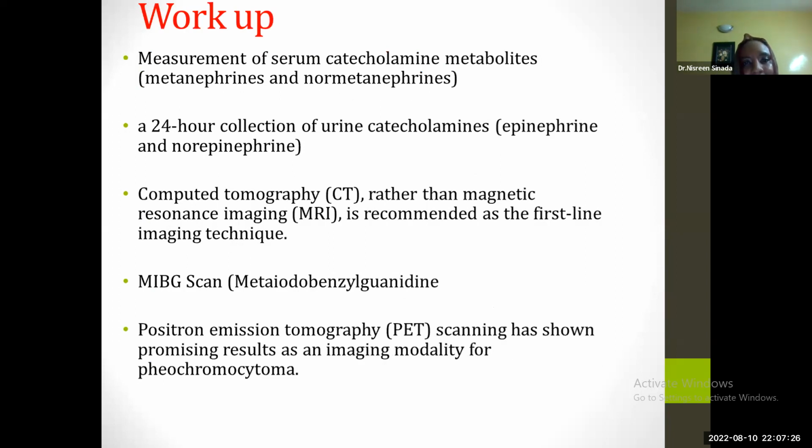Workup: we need to work up the patient as our provisional diagnosis is pheochromocytoma. We need to measure serum catecholamines and metabolites like metanephrine and normetanephrine, and 24-hour urine collection of catecholamines, epinephrine, and norepinephrine. And we do CT, which is recommended as the first-line imaging technique, rather than MRI, and the MIBG scan. PET scanning has also shown promising results as an imaging modality for pheochromocytoma.